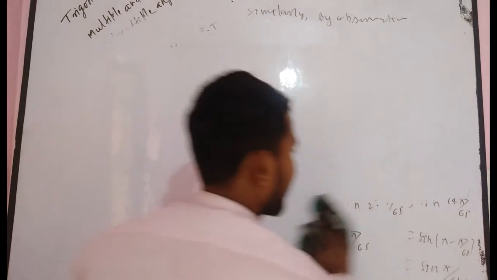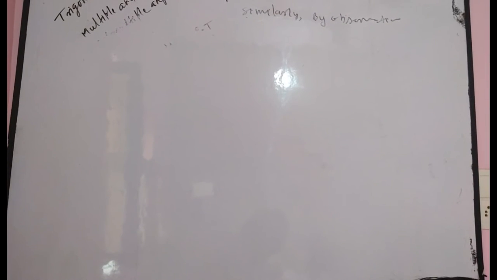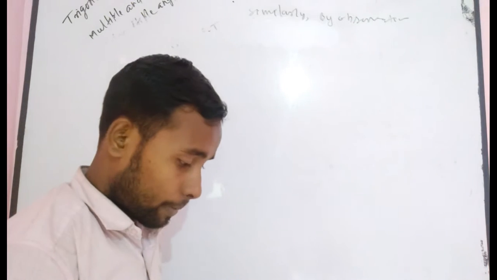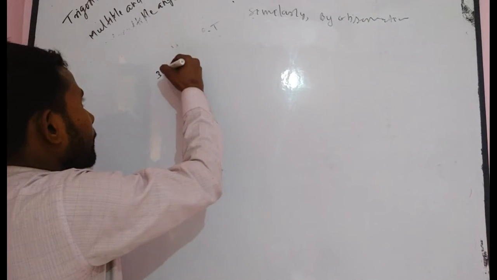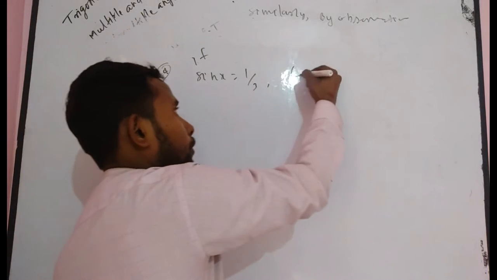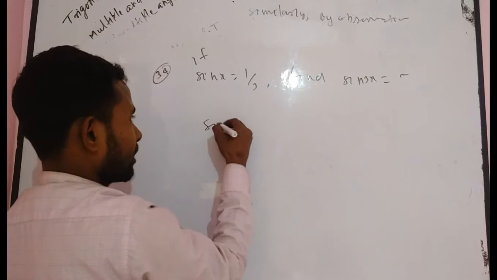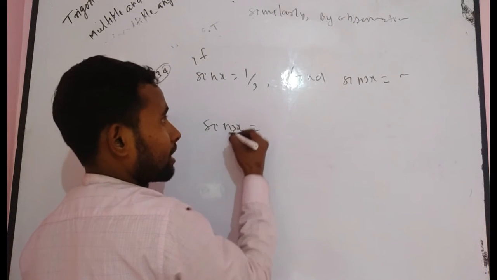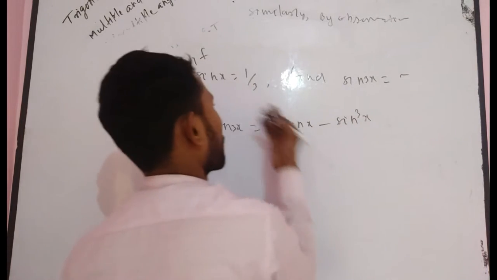Now I take another problem for you. If sin x is equal to 1 upon 3, find sin 3x. I think this is very easy. I don't want to solve this because sin 3 theta is equal to what? 3 sin x minus 4 sin cube x. You have to put the value of it.